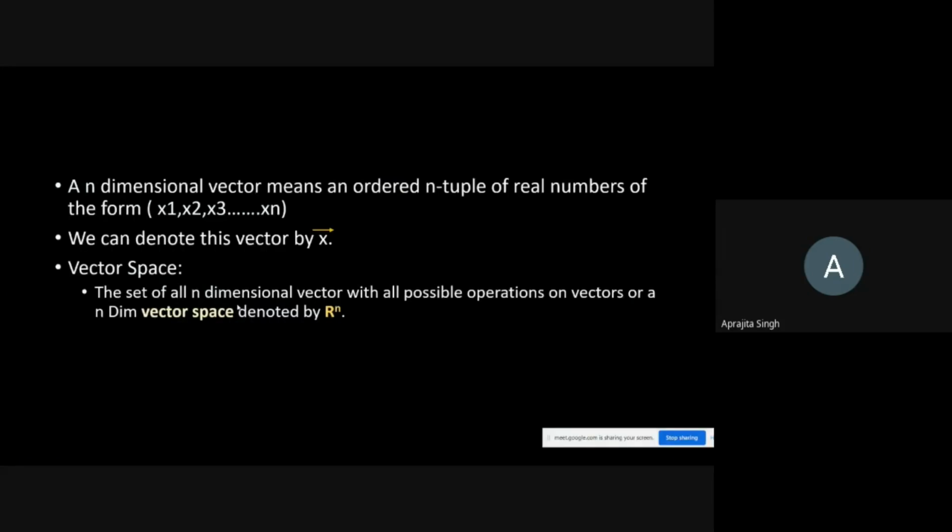So an n-dimensional vector means an ordered n-tuple of real numbers of the form x1, x2, x3 till xn. We denote a vector by an arrow over the x. What is a vector space? A set of all n-dimensional vectors with all possible operations on the vectors, or the n-dimensional vector space, which is denoted by R raised to n.